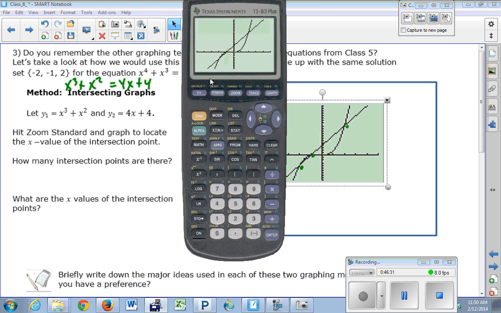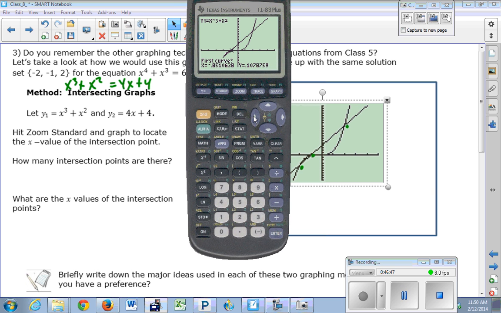Well, we go second calc and we look for the word intersect, and there it is. It's number 5. So this is where you do have to bring your cursor close to the intersection point. I'm going to come down because my first intersection point is down there. And now once you get it close to the intersection, you just go enter, enter, enter. Voila, there's your answer. Notice it's -2, -4. It's not 0 anymore because it's a common point on both curves. If you put -2 in here on either side, you're going to get -4 equals -4.